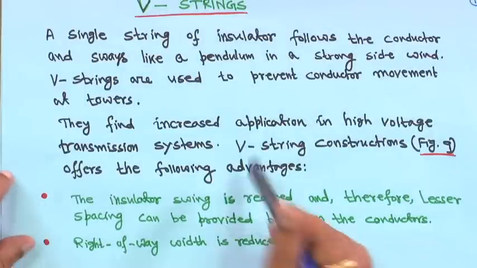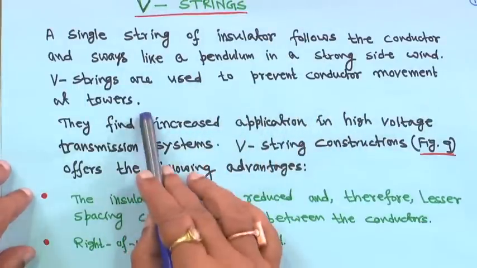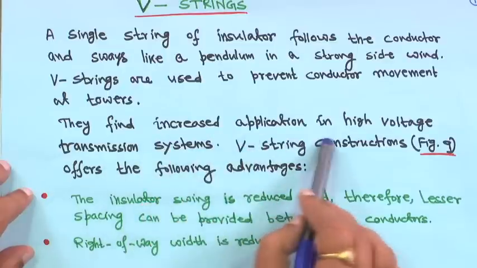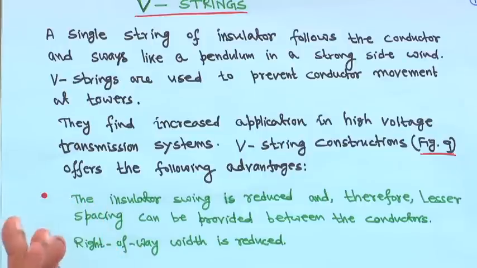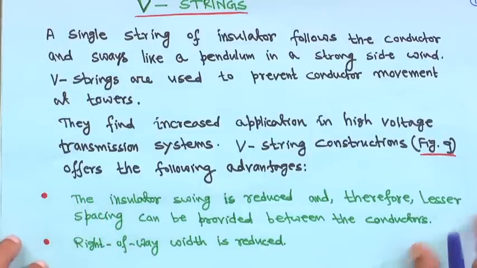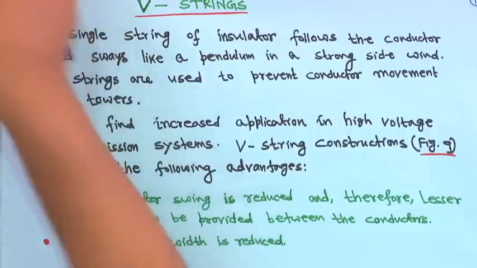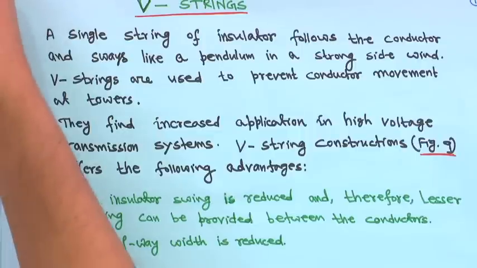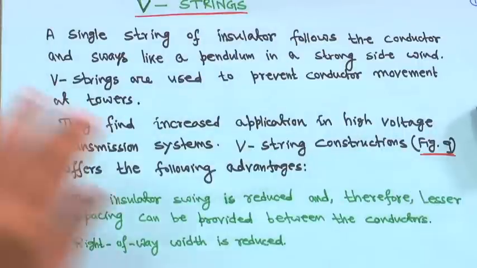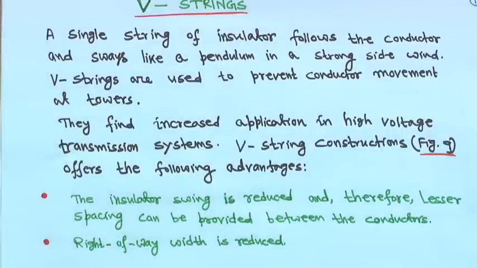So, V strings are used to prevent conductor movement at towers, but they find increased application in high voltage transmission systems, because in high voltage transmission systems the conductor itself has a very high cross sectional area, and V string construction offers the following advantages, right. If I search for the figure, it is marked as figure 9. If I get the figure where I have kept it, I will show you, just 1 minute. Otherwise, anyway I showed you how it is connected, but as it is mentioned as figure 9, I will see if it is there or not. Here it is, I got it, right.